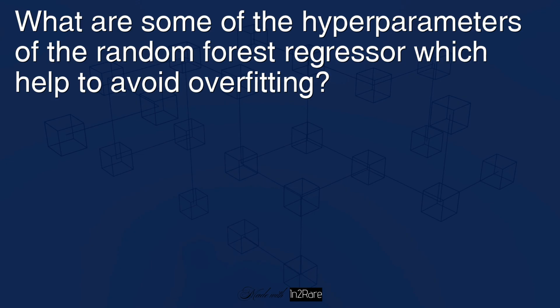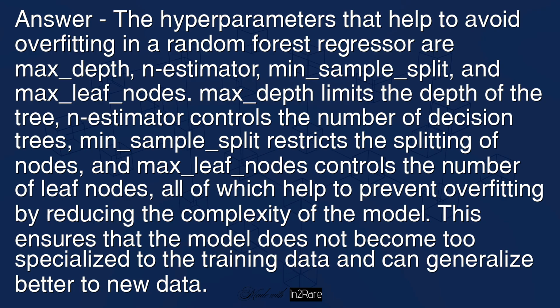What are some of the hyperparameters of the random forest regressor which help to avoid overfitting? Answer. The hyperparameters that help to avoid overfitting in a random forest regressor are max depth, n_estimators, min sample split, and max leaf nodes.